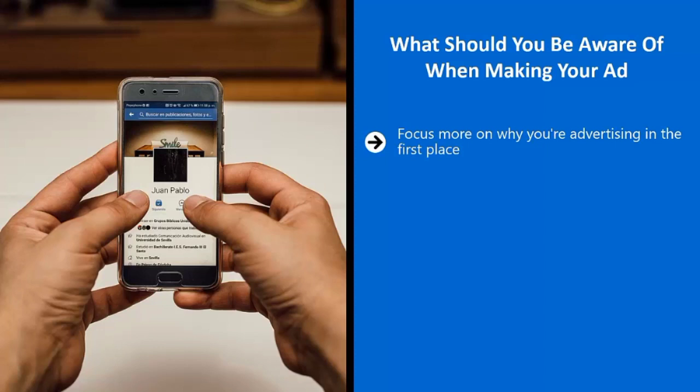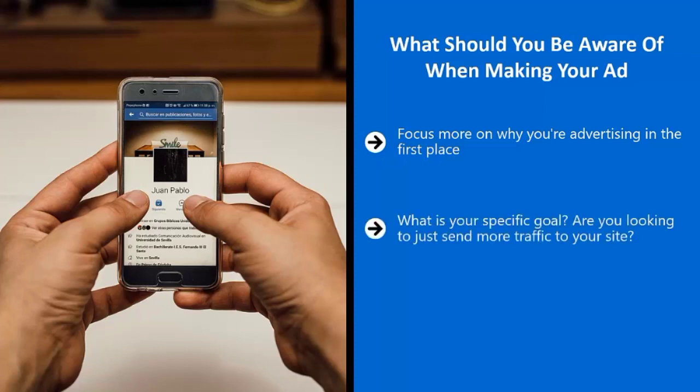This gives you a big picture view that can help you increase your chances of success. What is your specific goal? Are you looking to just send more traffic to your site? Are you looking for more people to become aware of your brand so when you do run other ad campaigns, they're more likely to click? Are you looking to build up a mailing list? You have to optimize your ads based on the outcome you desire.